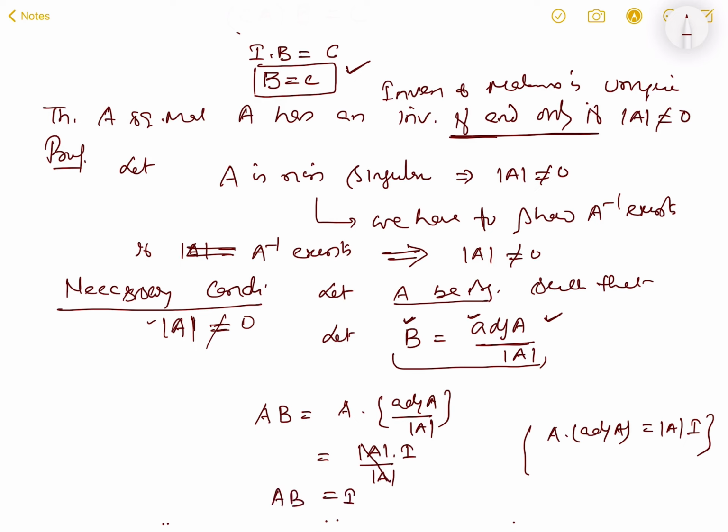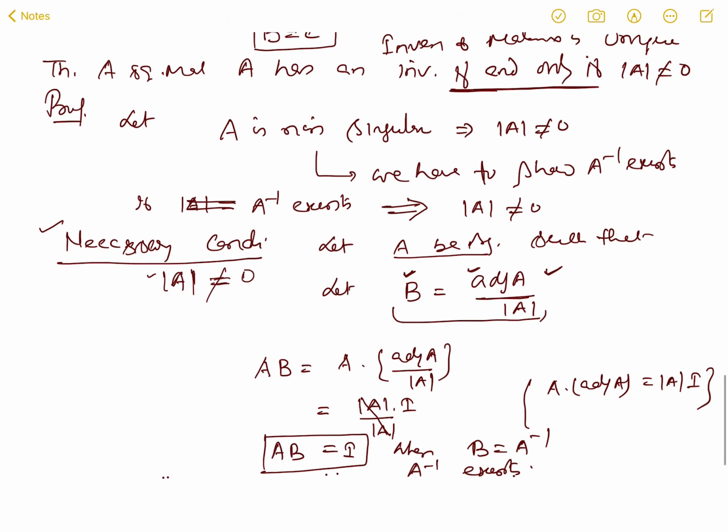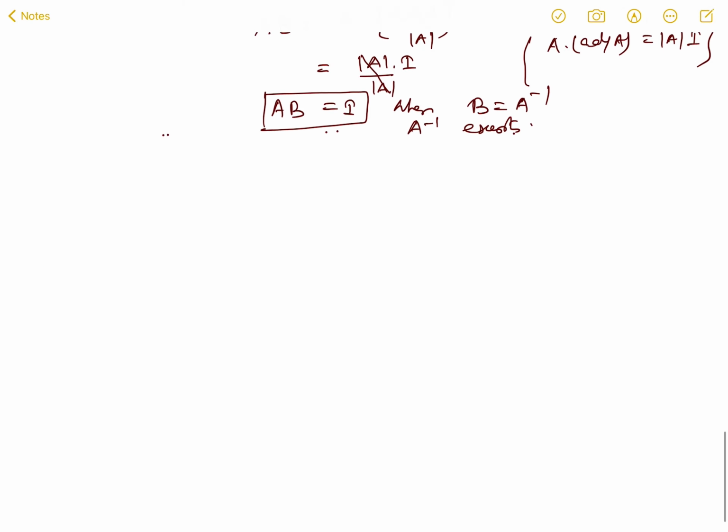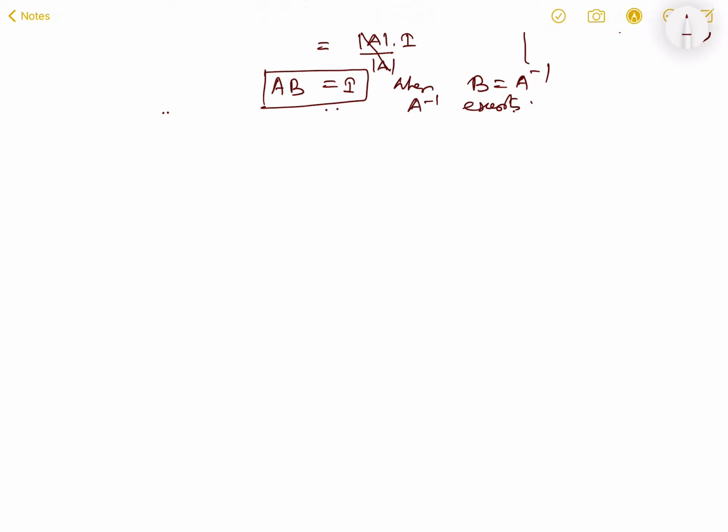So AB is equal to I, ये किसकी कंडीशन थी? When B is equal to A inverse, that means A inverse exists. So this is the necessary condition. Inverse of matrix exists when A is non-singular. Now converse part.